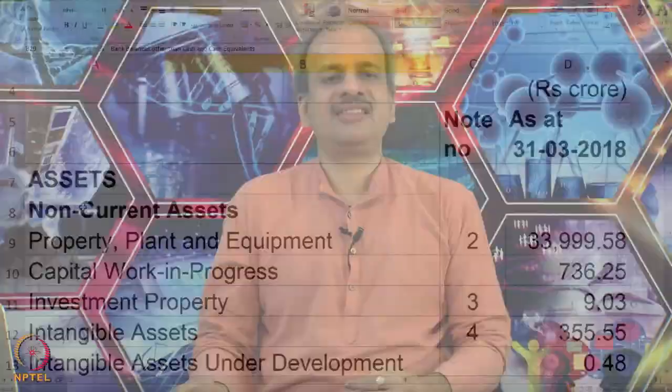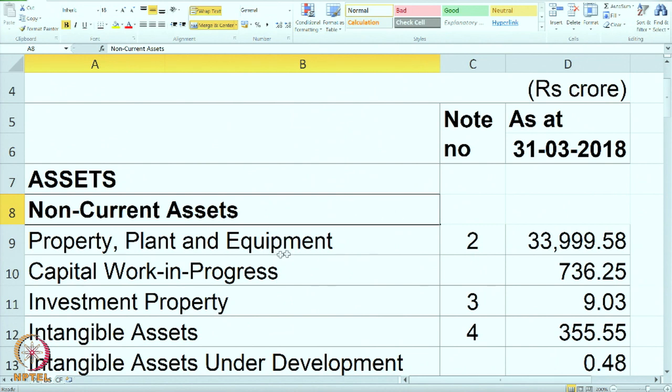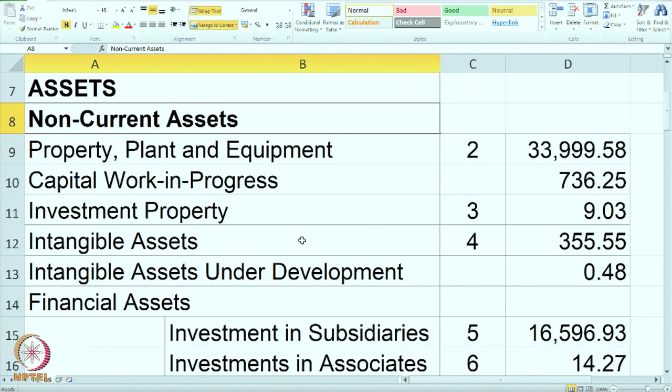Okay. So now the items which were marked under NCA or CA, you have to put in a proper format and have a look at the solution. So under assets, NCA, non-current assets, first fixed assets are shown. So we always follow the order of permanence. So the most permanent asset is perhaps property, plant and equipment.